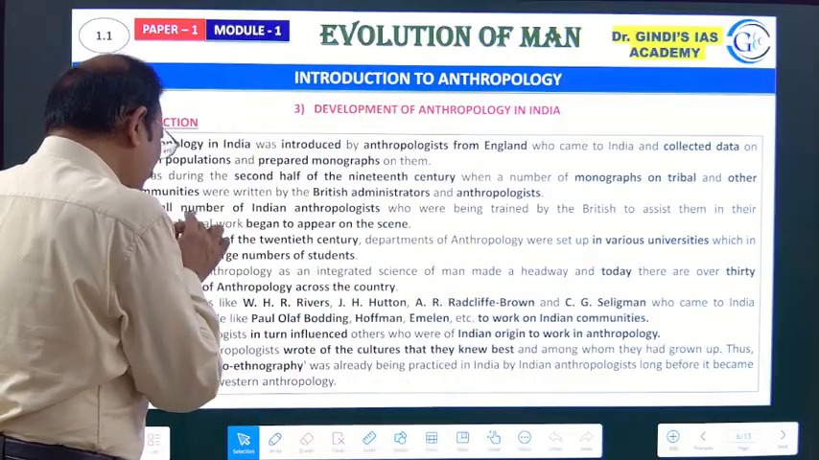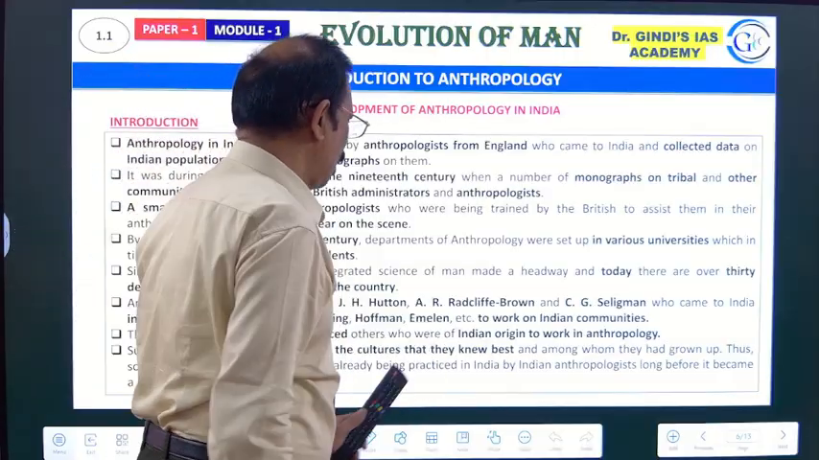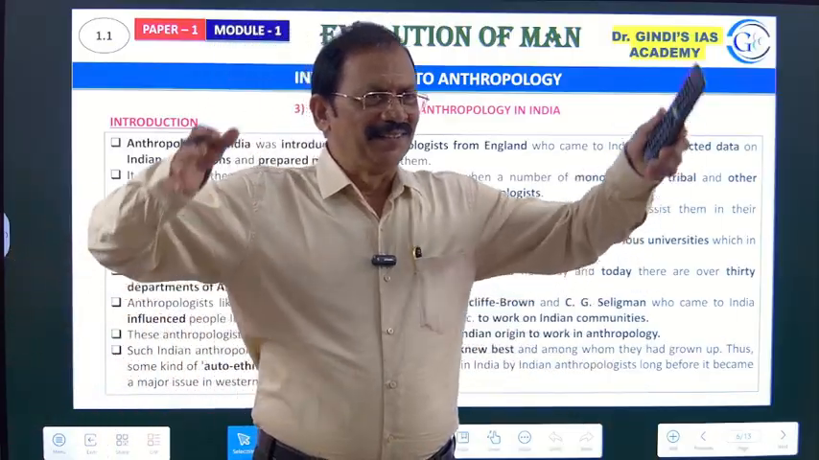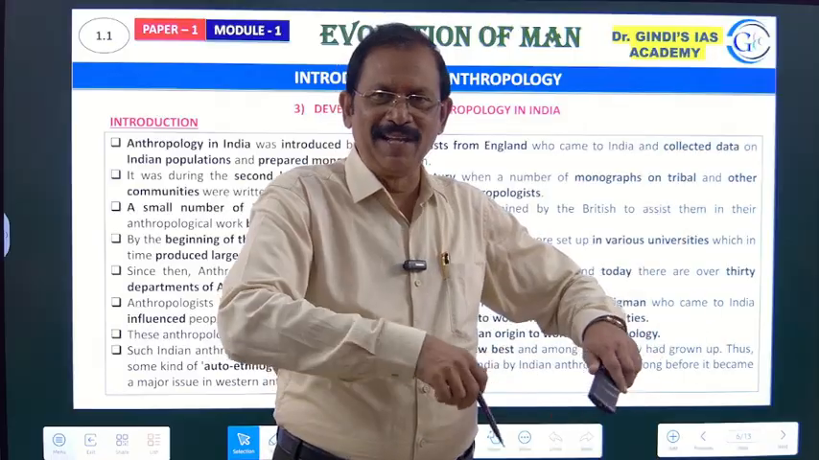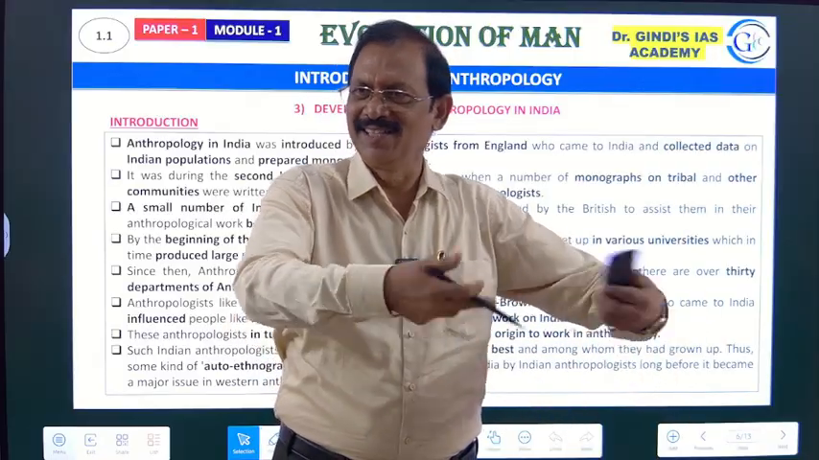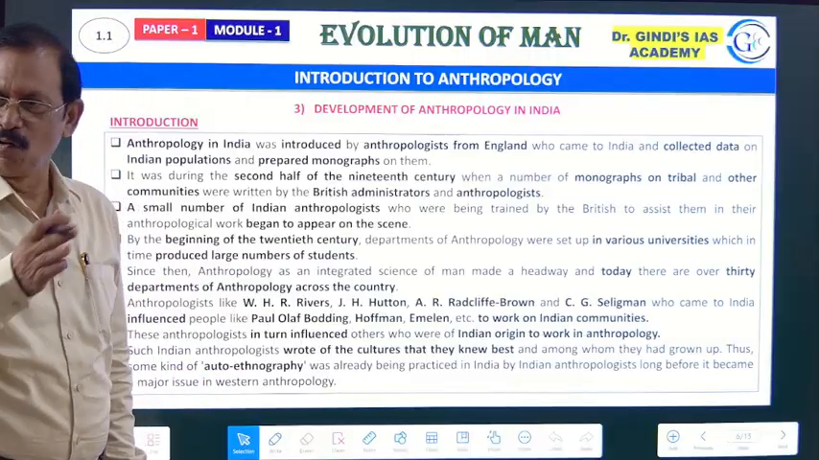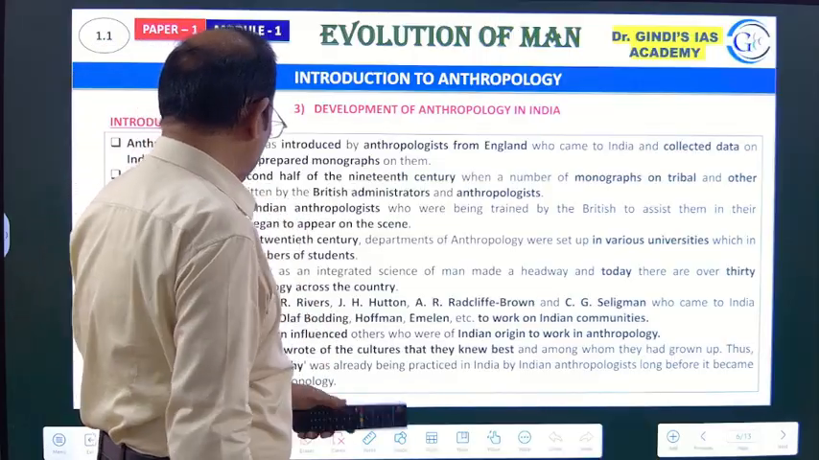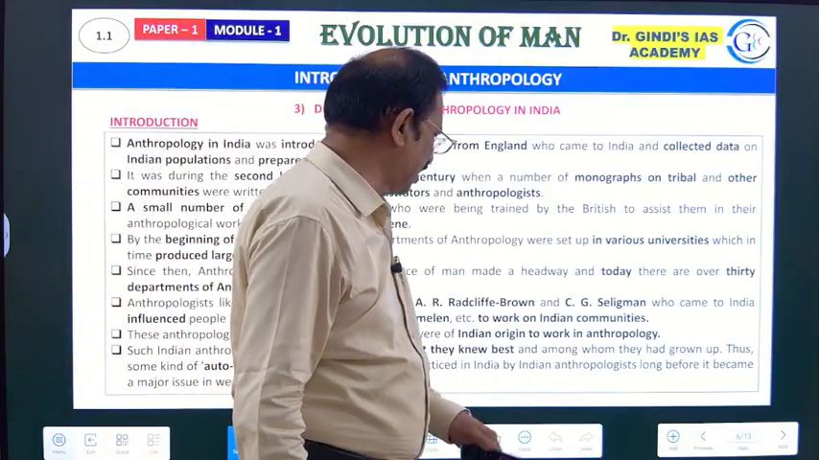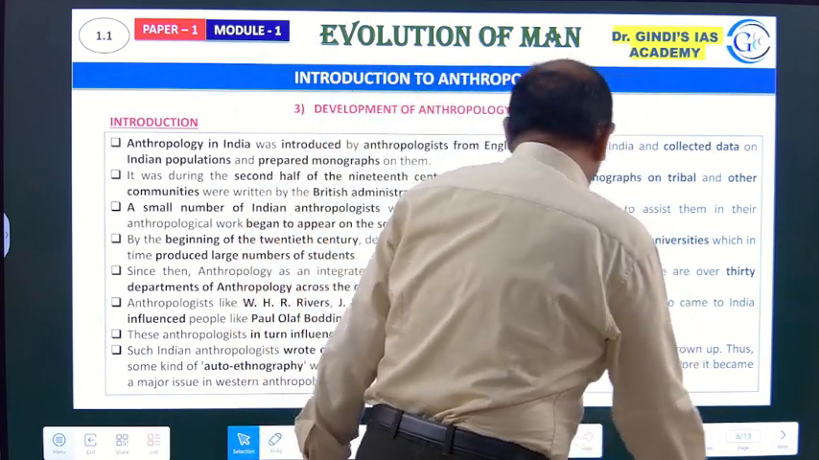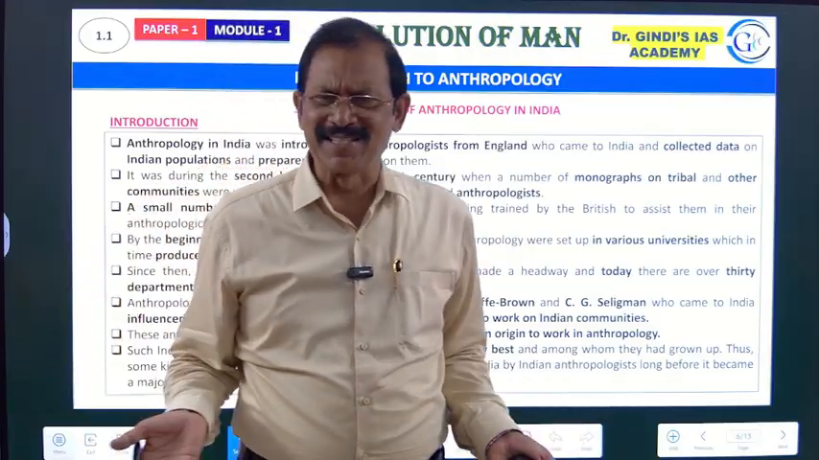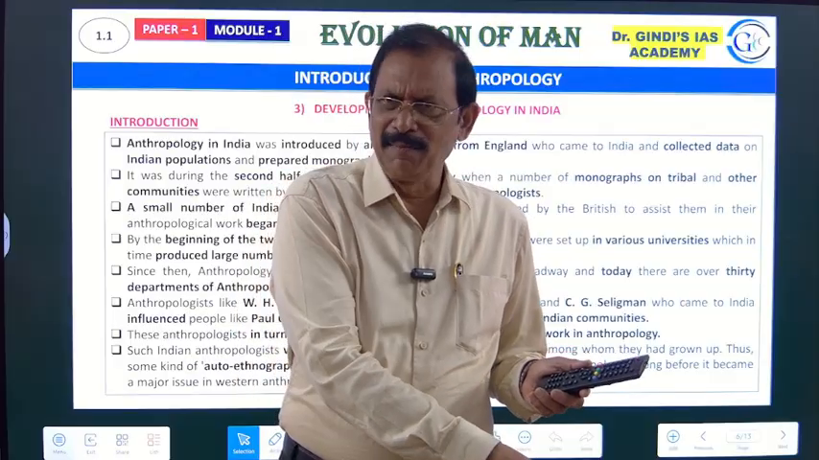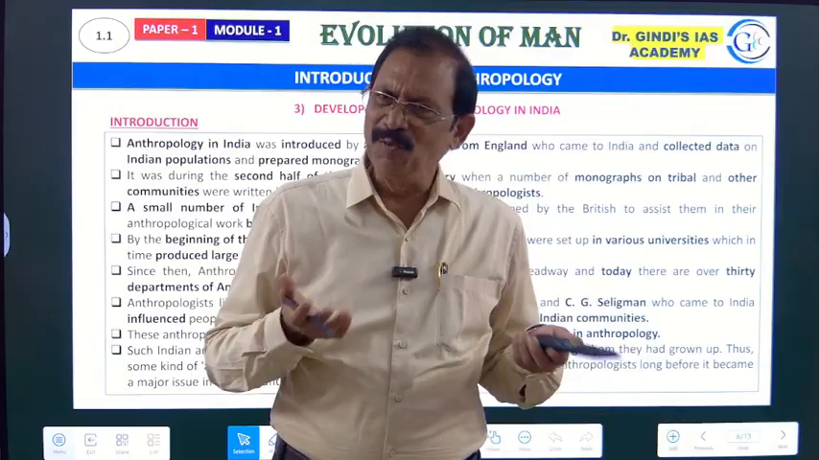Then these people ultimately in turn influenced others of Indian origin to work in anthropology. Some people influenced these people, they trained some local Indians, and they influenced others. Like this, the development of anthropology started in India. Next, such Indian anthropologists wrote of the cultures that they knew best, among whom they had grown up, because we know very well about cultures as we are living among them. From dawn to death, we know about our cultures.